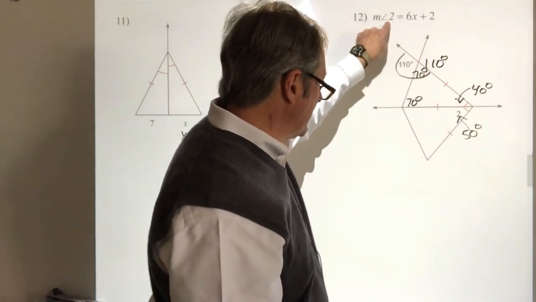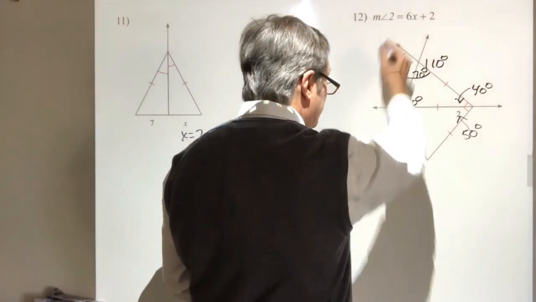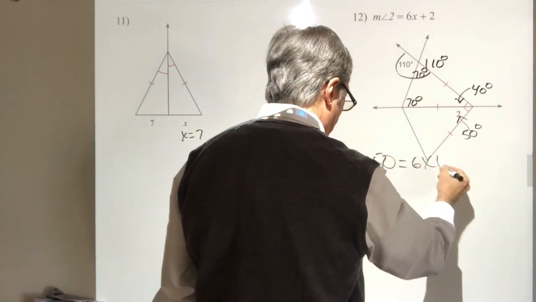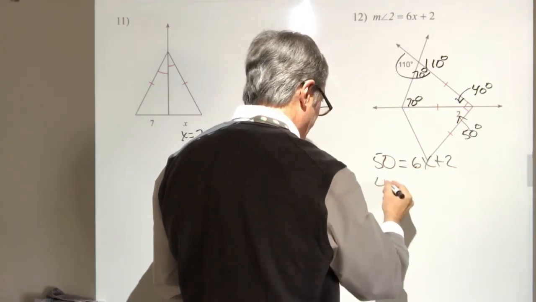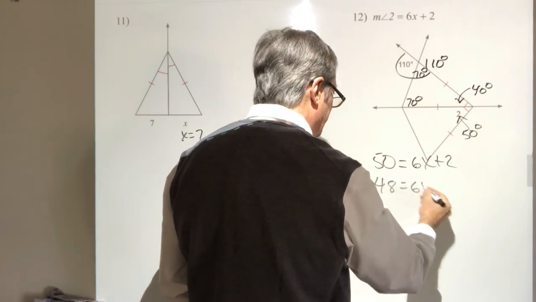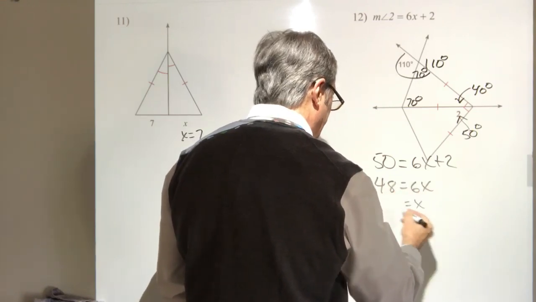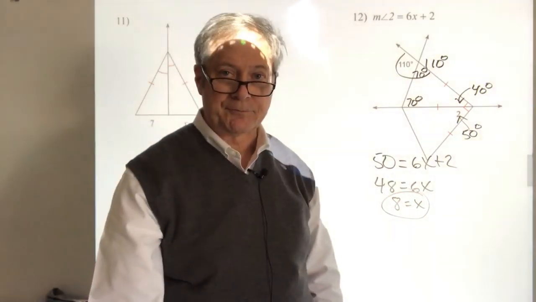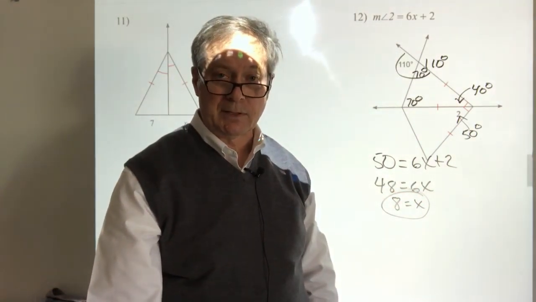Now we're going to solve for x. We put it up here. The measure of angle 2 is 50 degrees. We set that equal to 6x plus 2. Subtract 2 from both sides, and we get 48. And divide by 6, so x would equal 8. And that's example 11 and 12.